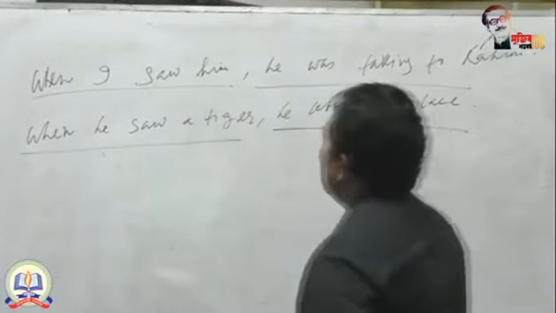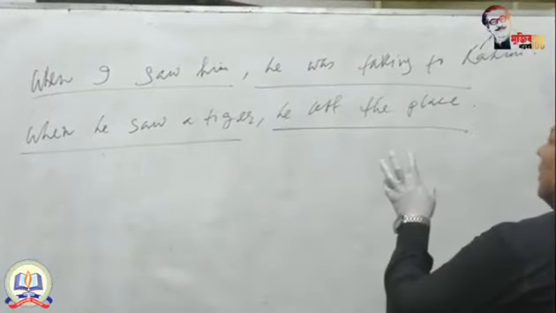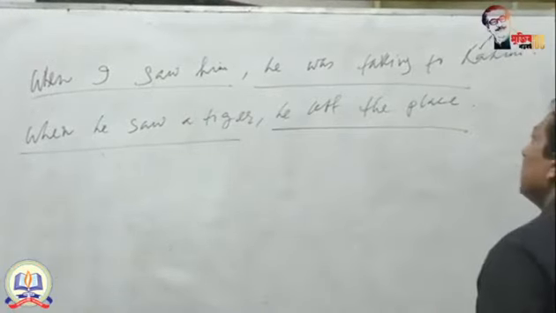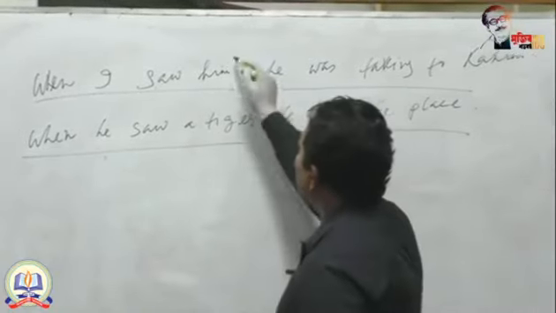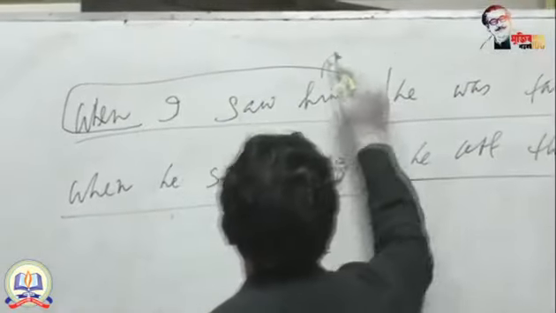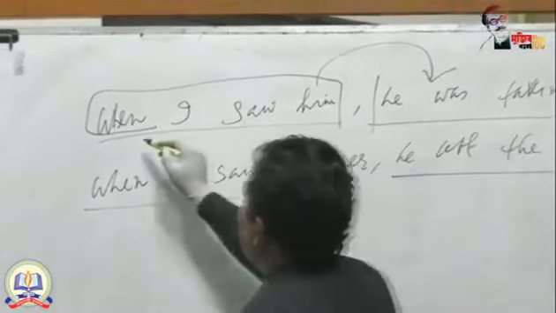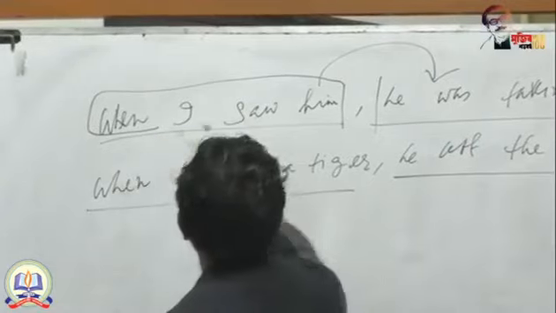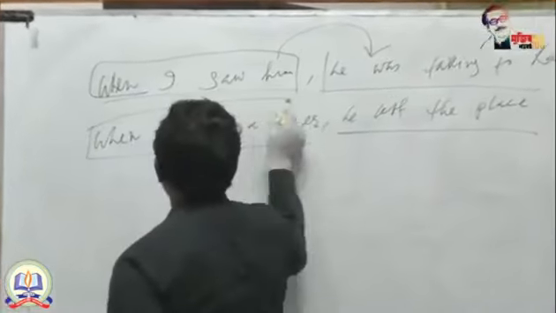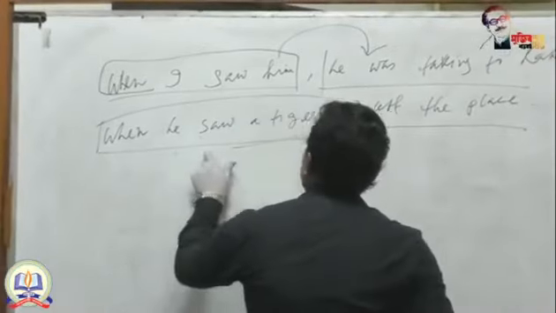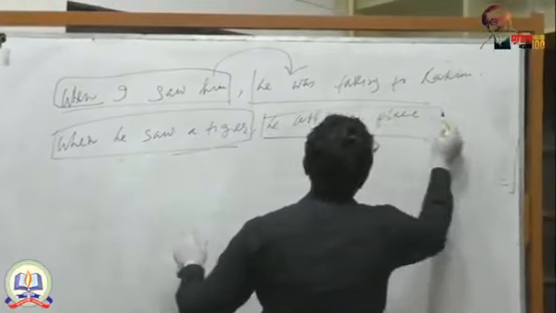Here you are getting two sentences. Both the sentences are complex. How? We are getting two parts. This part is completely dependent on this part. That means you are getting one subordinate clause and one principal clause. And the second sentence, of course, also has one subordinate clause and one principal clause.